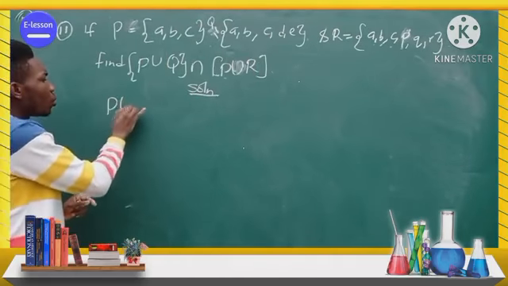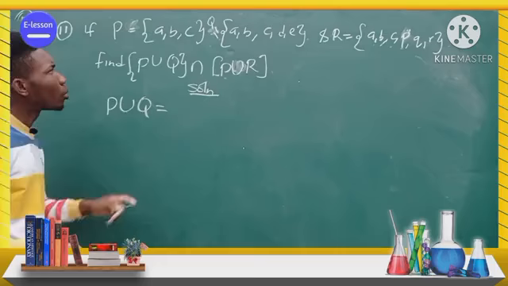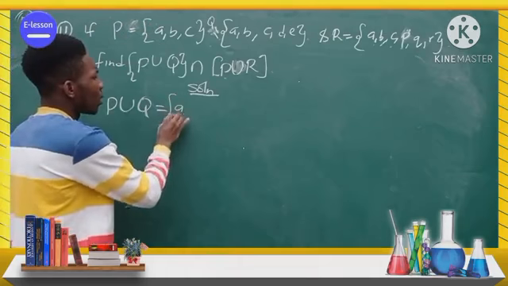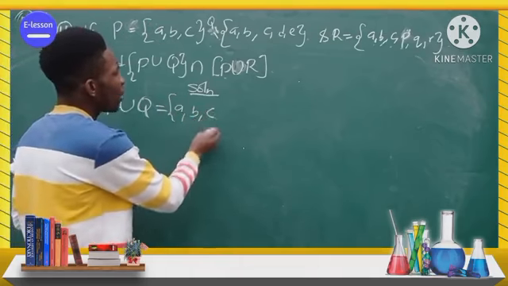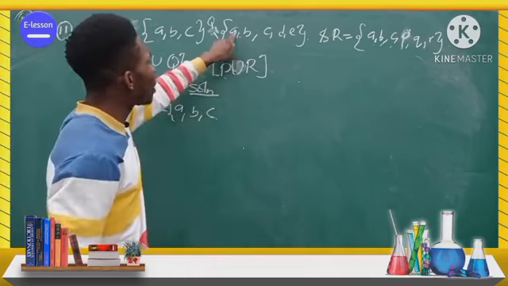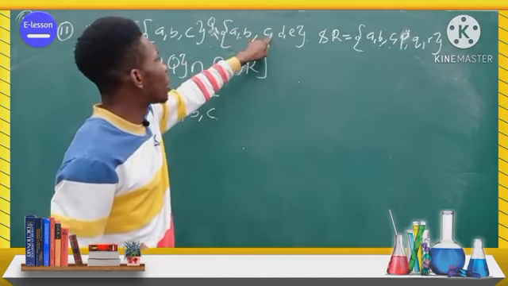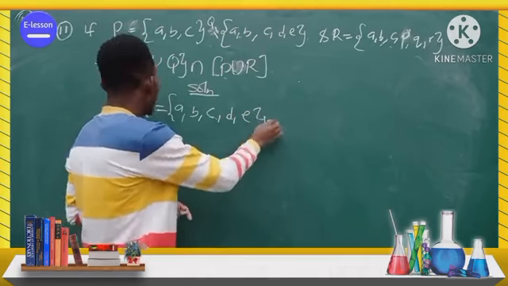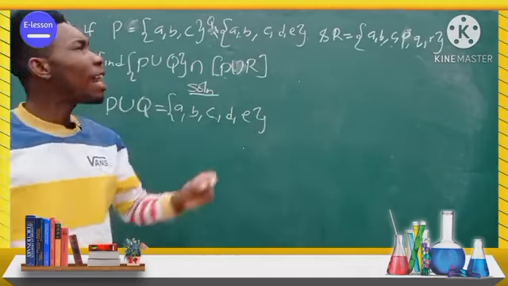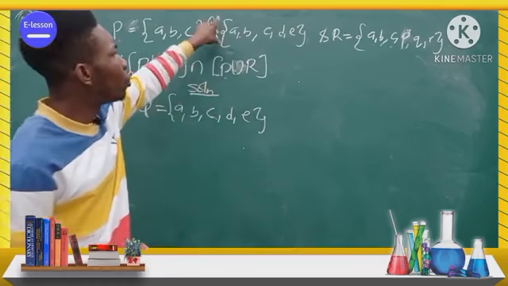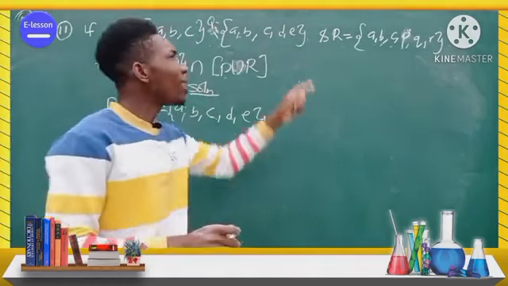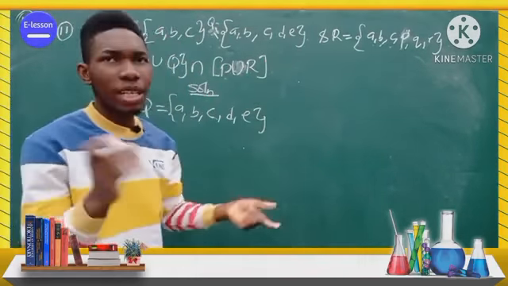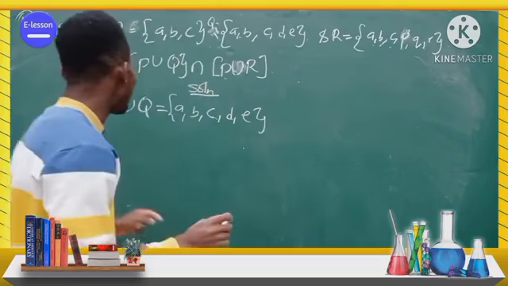So P union Q will be equal to, now what are the elements in P? We have A, we have B, we have C. Now let's look at Q. We also have A, B, C. But here you have D and what? E. We have D and E. So P union Q are all the elements in P and Q without repetition. Whether the element is present here or not present here does not matter. So long as it's present in one of them, you write it out. So that is P union Q.